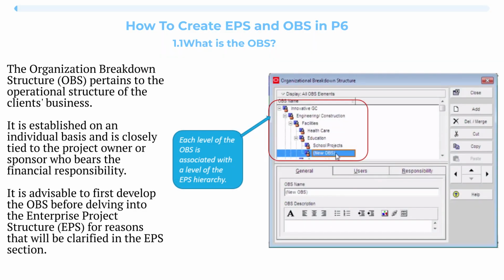The organization breakdown structure, OBS, pertains to the operational structure of the client's business. It is established on an individual basis and is closely tied to the project owner or sponsor who bears the financial responsibility. It is advisable to first develop the OBS before delving into the enterprise project structure, EPS, for reasons that will be clarified in the EPS section.